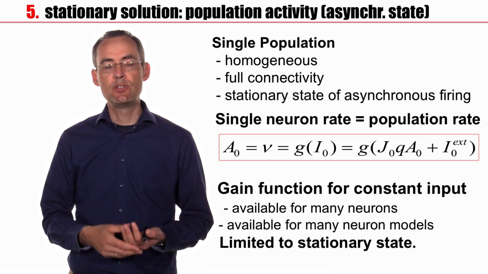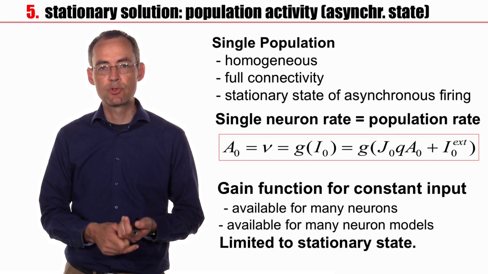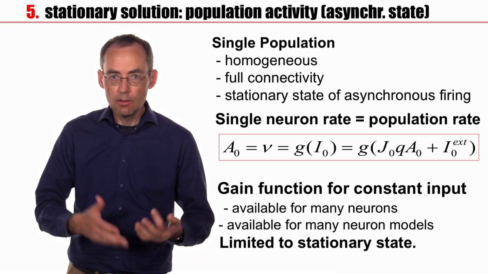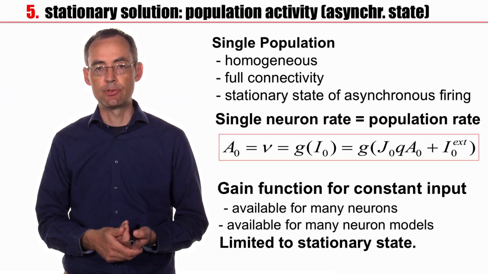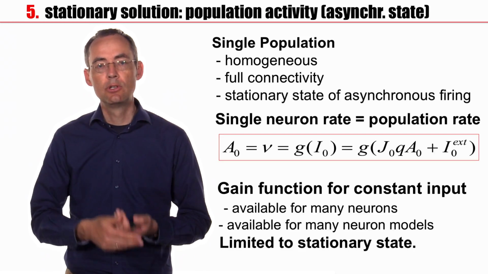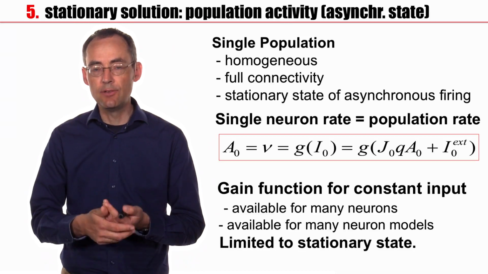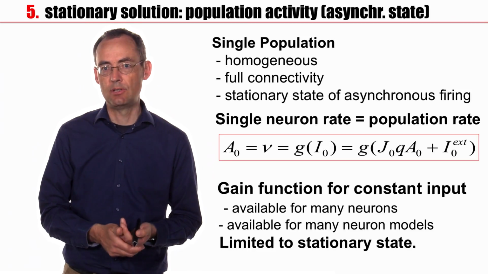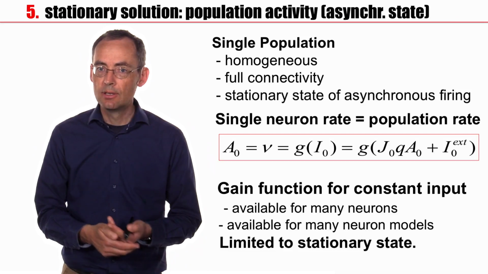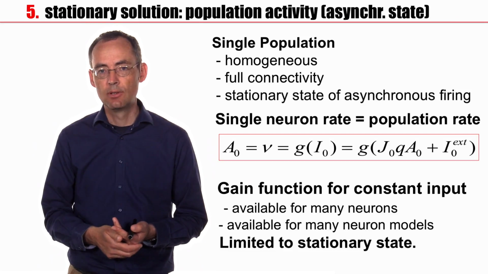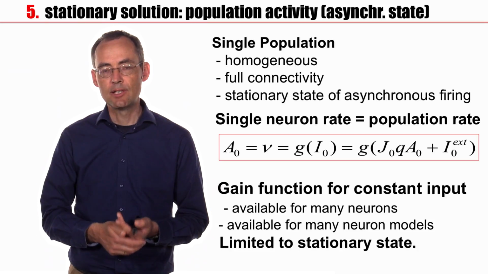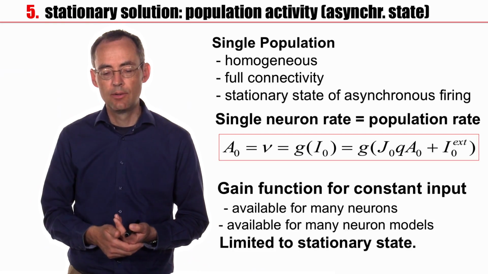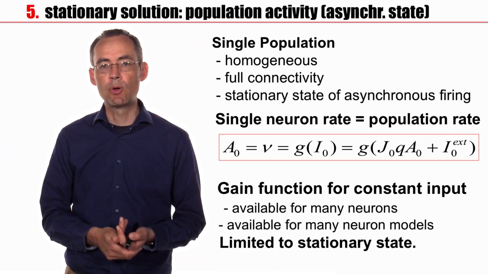Now, the important thing that you need is the gain function for single neurons for constant input, and that's available for most neuron models, and importantly, it's also available for most experimental neurons. However, please note the whole approach that we have used in this section is limited to stationary state, constant activity. Now, in reality, the brain will never be in a stationary state, but it's nevertheless interesting that it's possible to predict these values of asynchronous firing in a stationary state just from model parameters.